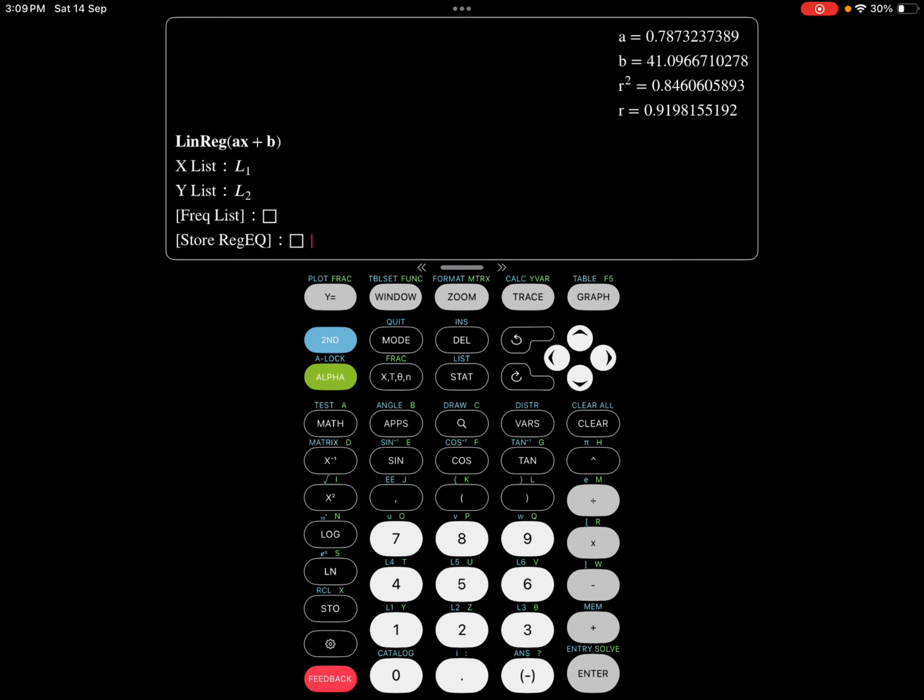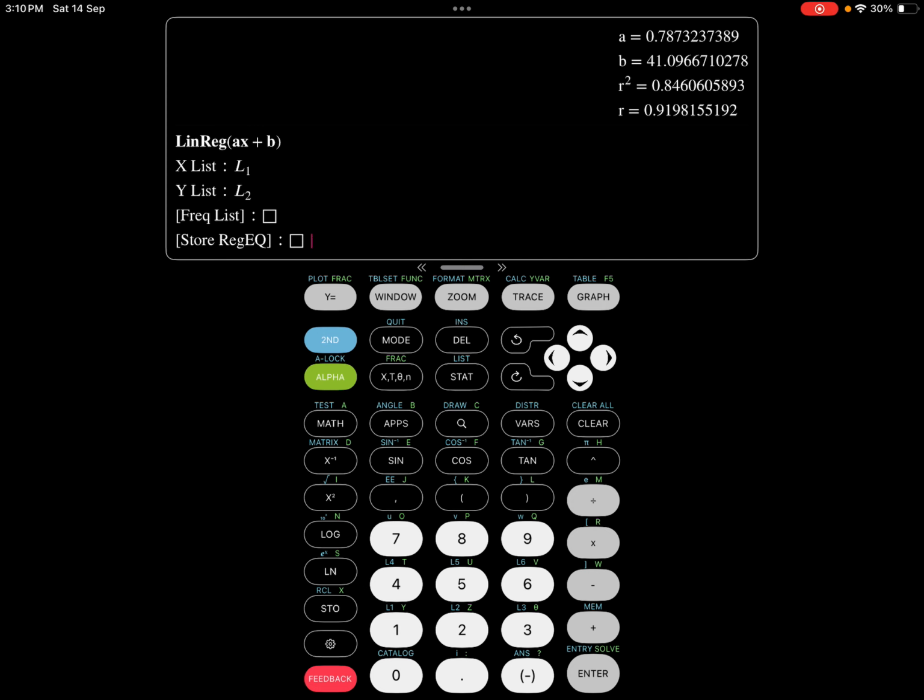Okay, so if you look at what a is, which is 0.787, again we're going to round this to 3SF, and we have b, which is essentially the value of c, which is 41.1, which is 3SF again.